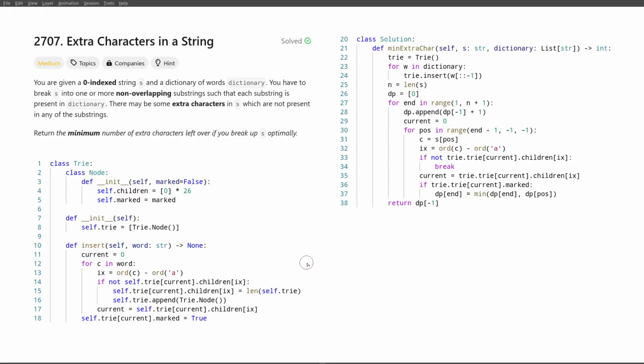Hello everyone, this is the second part of the solution video to the problem extra characters in a string, where we'll see how we can utilize the tree data structure to make the solution faster.